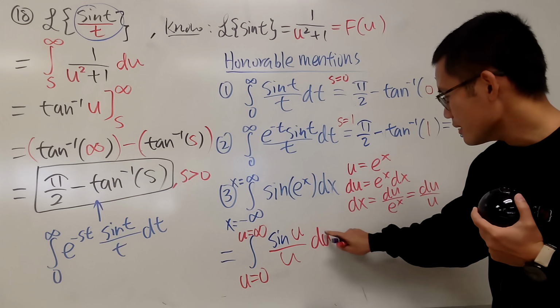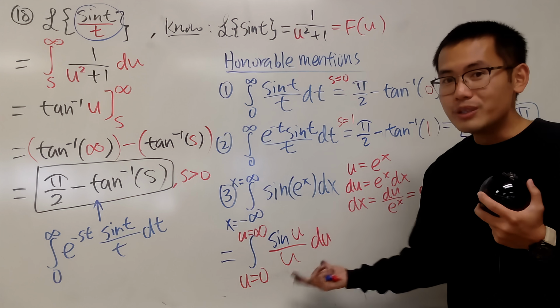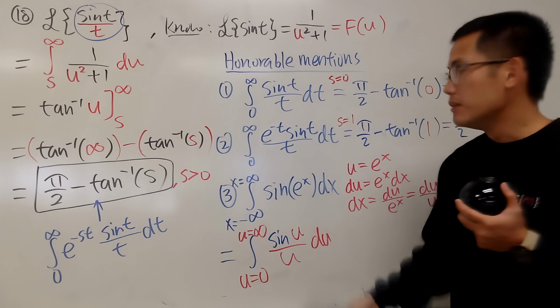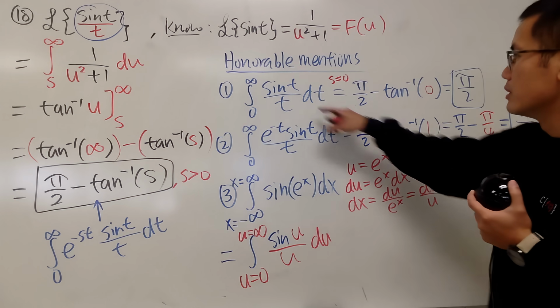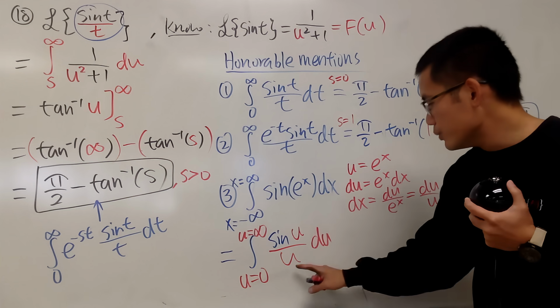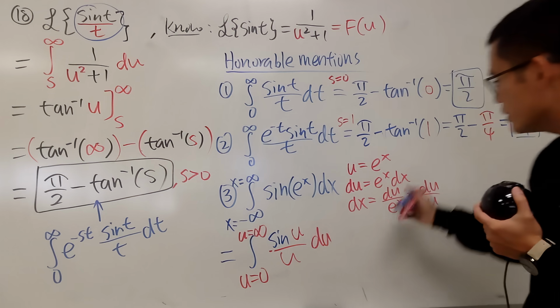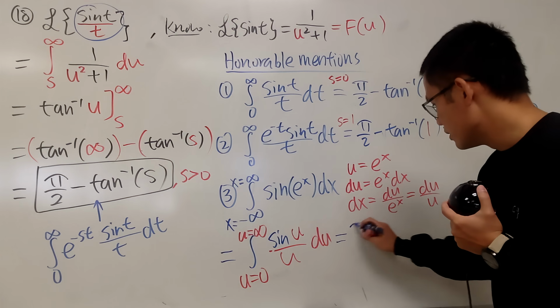And as you can see, this is the reason why we said the dummy variable doesn't matter, because the output is just going to be a number. So you see t, t, and t, u, u, and u, and as long as the limits match, this right here is the same as that, which is pi over 2.